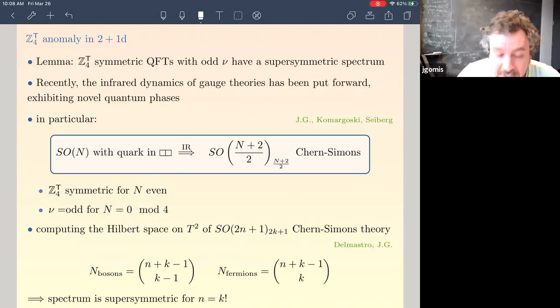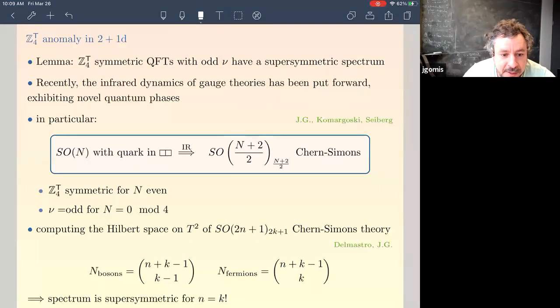Now we can try to test this, because here we stuck our neck out and said that this theory in the deep infrared is described by this Chern-Simons theory. So what we did with Diego is compute the Hilbert space of this particular Chern-Simons theory on the two torus. We generalized it to SO(N) with odd rank and odd level. This is a complicated story that I didn't get into. You have to understand how to construct the Hilbert space of spin QFTs, but doing that work, you can compute the number of bosonic states in the torus and the number of fermionic states in the torus, and you see that they are not the same.